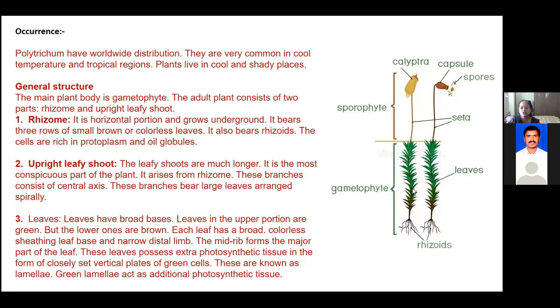And the base of the leaf is broad, not narrow, by which it is attached to the central axis or the stem-like region. Next, in each leaf you can see the presence of a midrib, just like the midvein of a leaf. We can see the midrib region and the complete photosynthetic region of the leaf, which consists of chloroplasts, made up of green lamellae. We'll see the internal structure performing the photosynthesis.